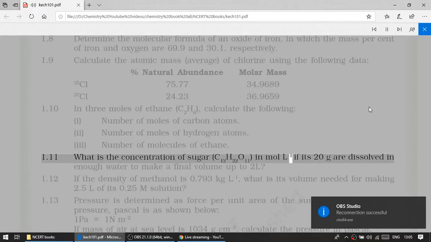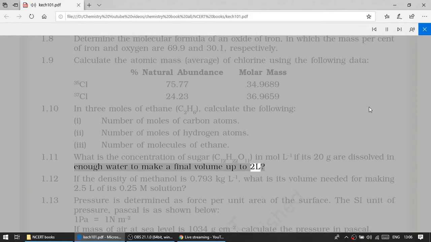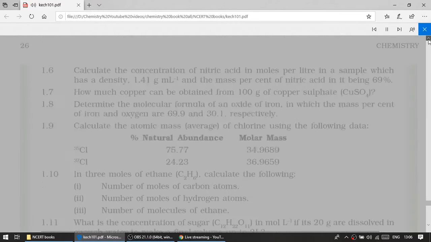In mol L^-1, if its 20 g are dissolved in enough water to make a final volume up to 2 L. If the density of methanol is 0.793 kg L^-1, what is its volume needed for making 2.5 L of its 0.25 M solution?